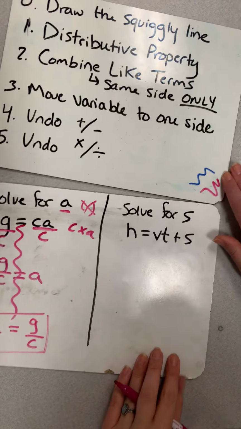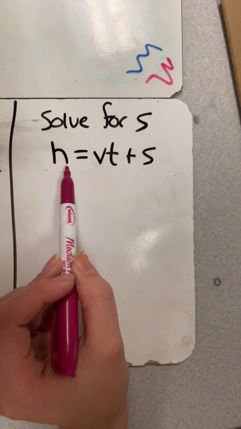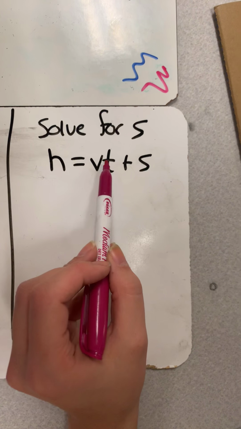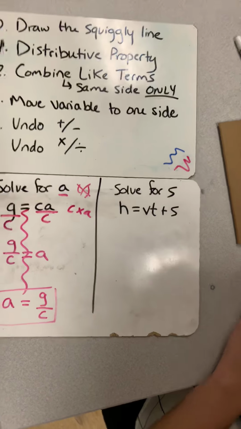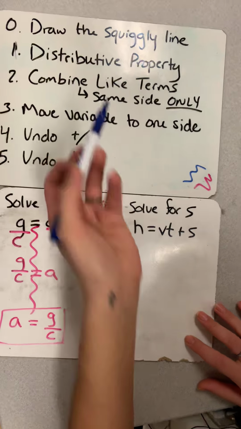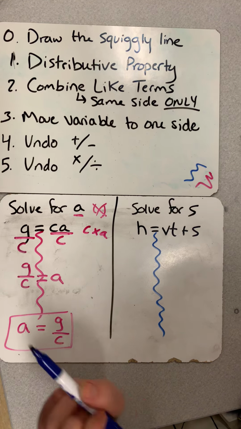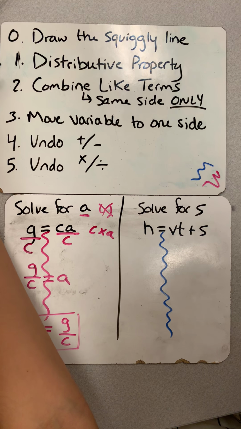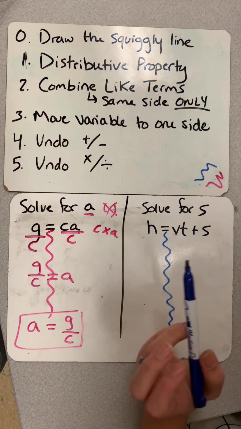All right, our second example over here, we're solving for the letter S. And our problem is H equals V times T plus S. So we're going to do our same steps, and I'm going to use blue color this time. We're going to draw our squiggly line down from the equal sign, and let's run through our steps. Our first step is the distributive property. I see no parentheses here, so let's keep moving on.